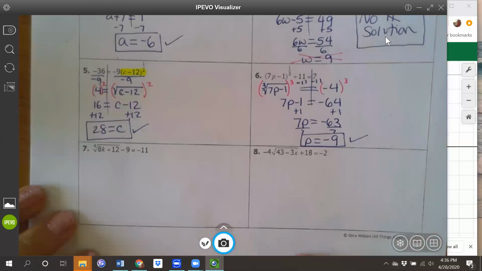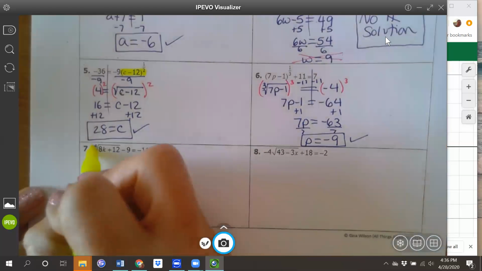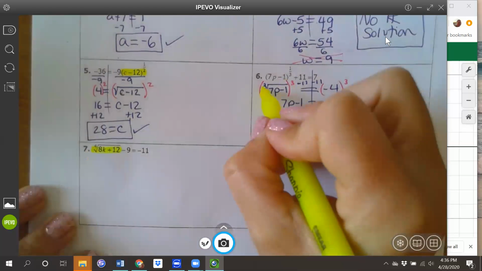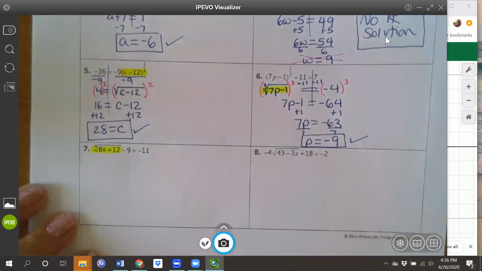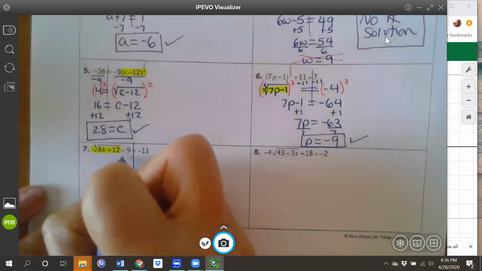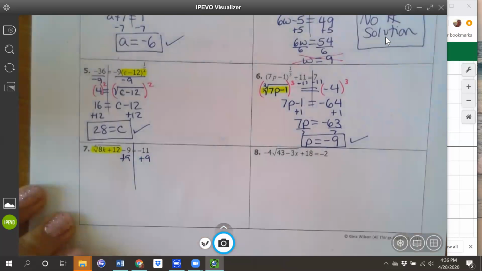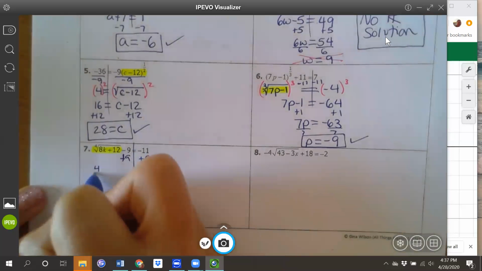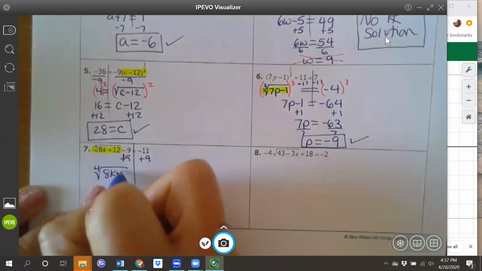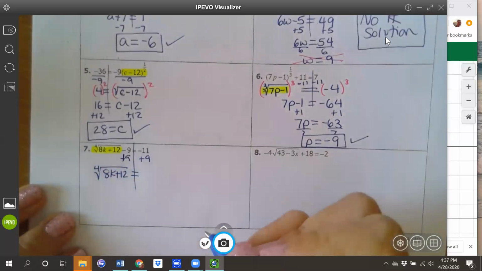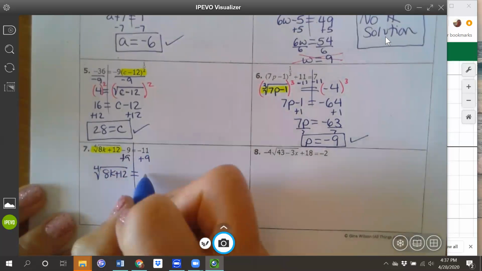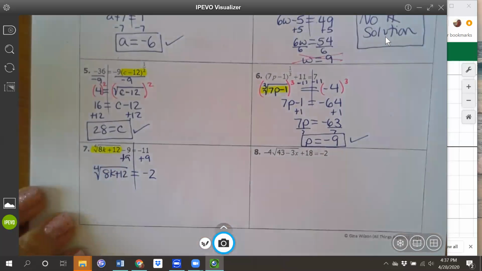Number 7. I need to get this 4th root by itself. I guess I should have highlighted that one too. So that means that the -9 has got to go. Adding 9 on both sides, the 4th root of 8k plus 12 is equal to -11 plus 9, which is -2.